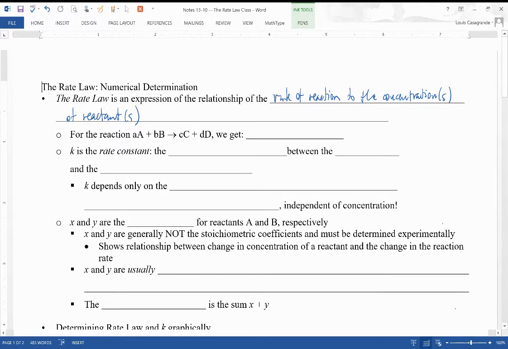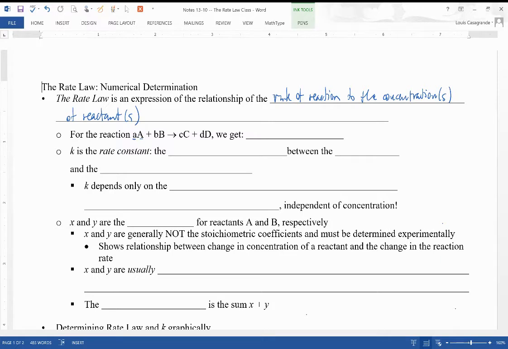And what we're doing now is we're leading up to the next lesson. This is going to help us to understand the mechanism, the way a reaction works, and we'll see that in the next lesson. So we like to use these generic reactions in which the small letter is the coefficient and the large letter is the chemical that we're looking at.